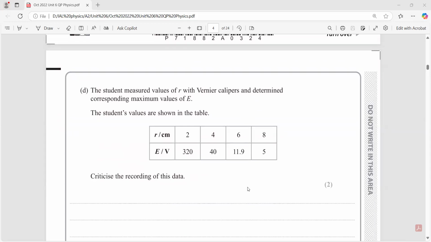So inconsistent significant figures or decimal places we can mention, or the value of R. Like for example, we just did for 2, but we did not repeat for 2, and there is no repetition shown. So you can mention any of these points.